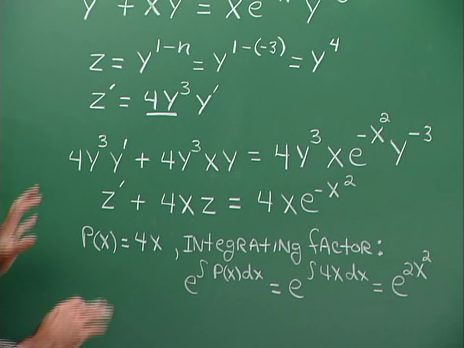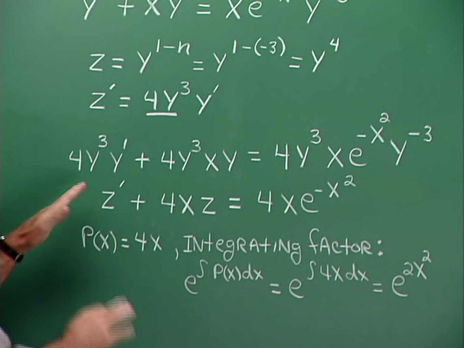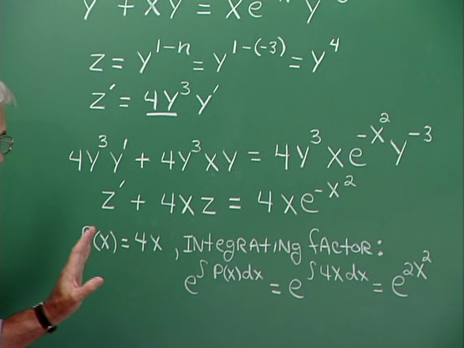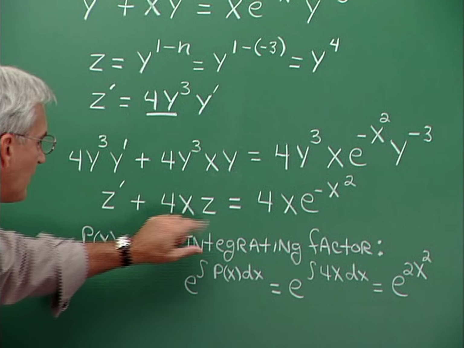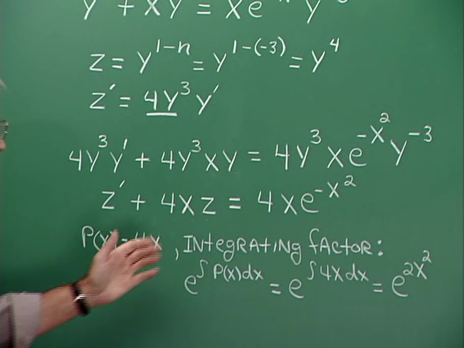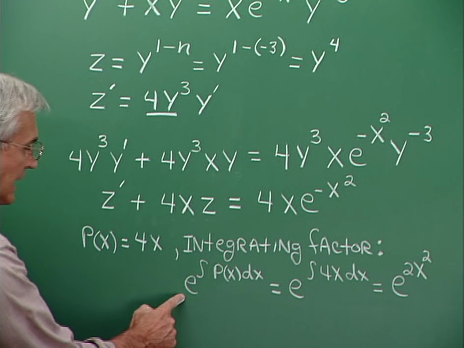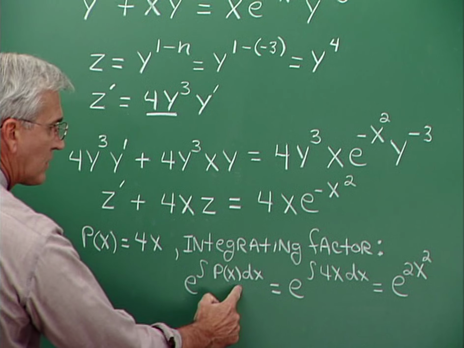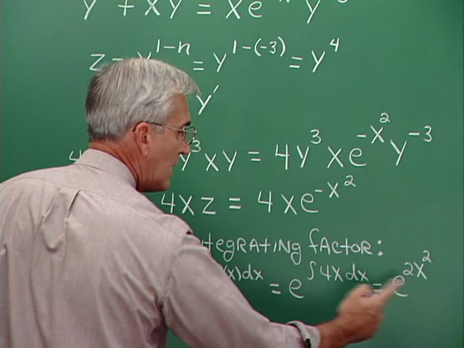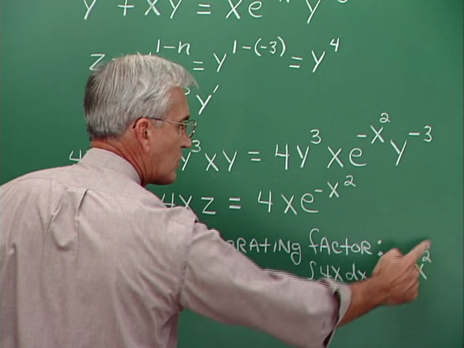Now we go forward with the idea of solving this for z. And the p of x is 4x. It's the coefficient of the z here. The integrating factor is e to the integral of p of x dx. p of x is 4x, so it's the integral of 4x dx. That turns out to be e to the 2x squared.